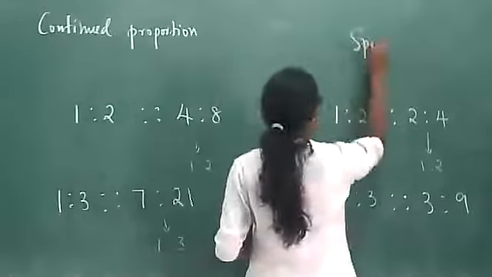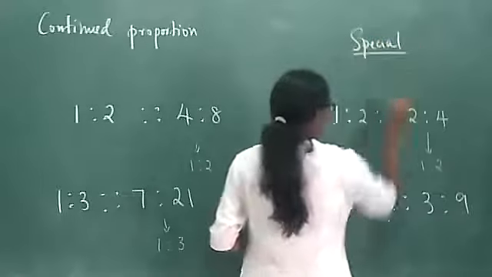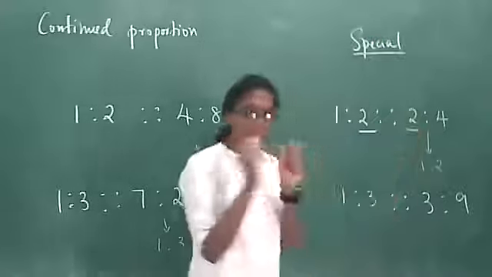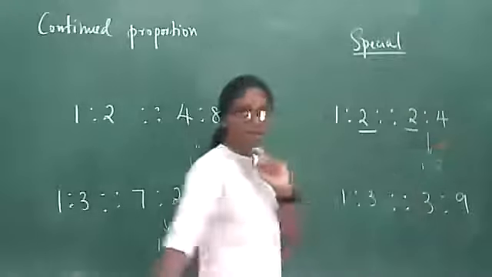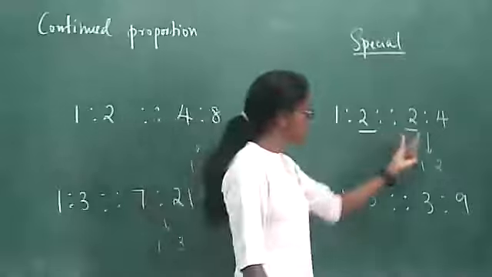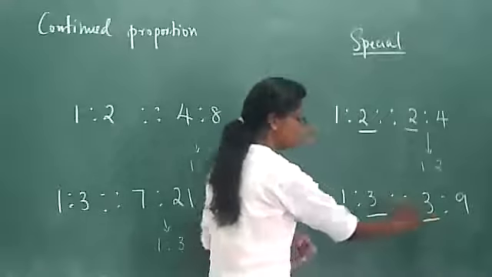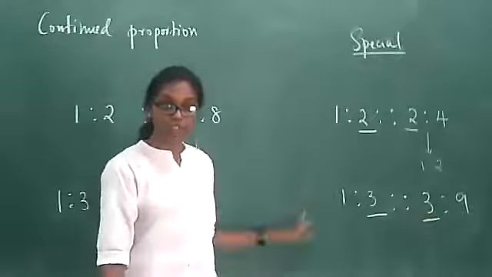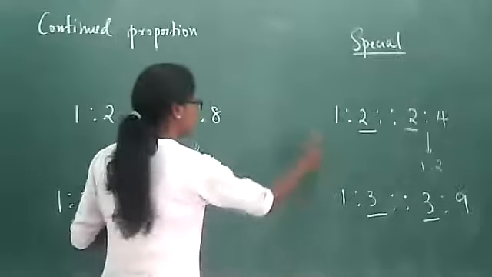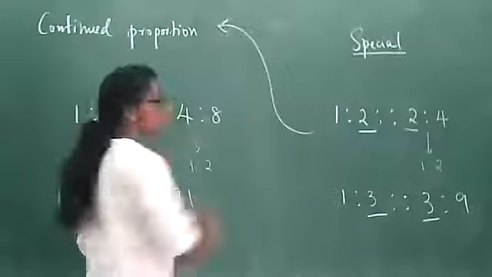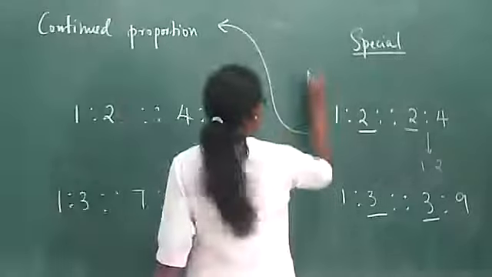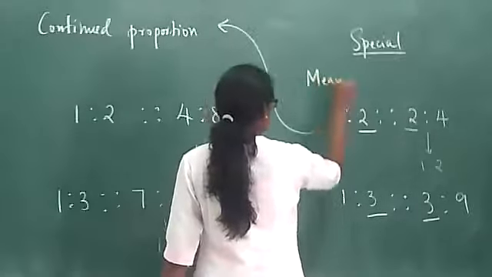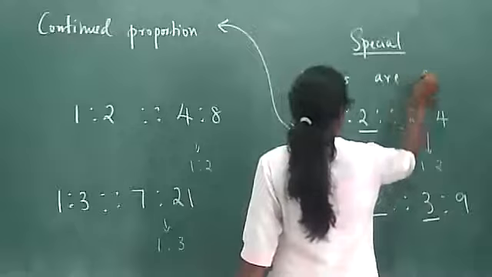A special character. The two middle numbers in the proportion are called means. The ones on the edges are called extremes. The means are the same in this case, and the means are the same in this case. So whenever there is a proportion where the means are the same, you would call that proportion a continuous proportion. So when would you call a proportion a continuous proportion? When the means are the same.